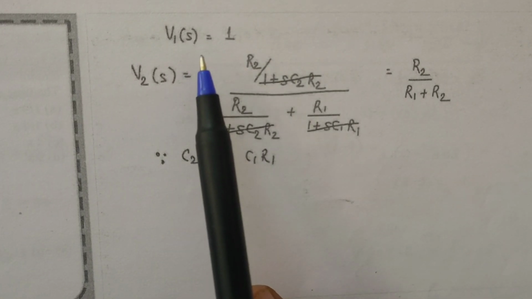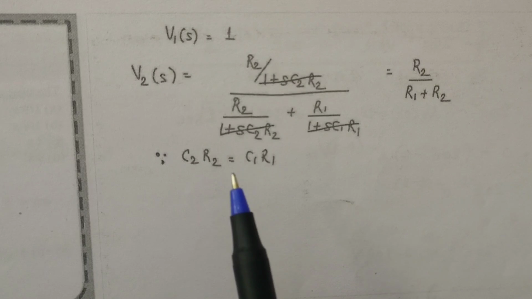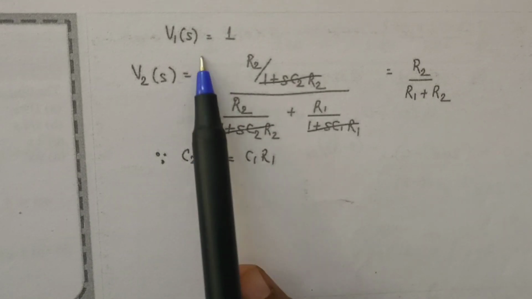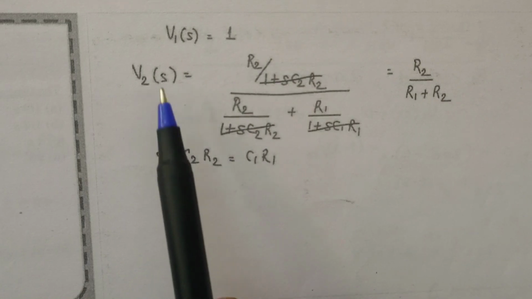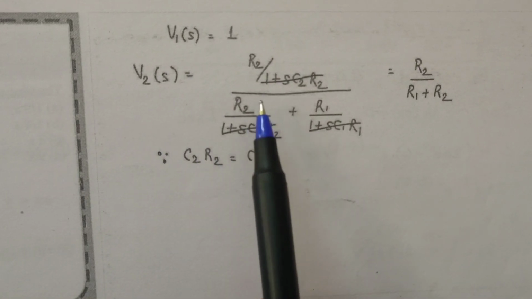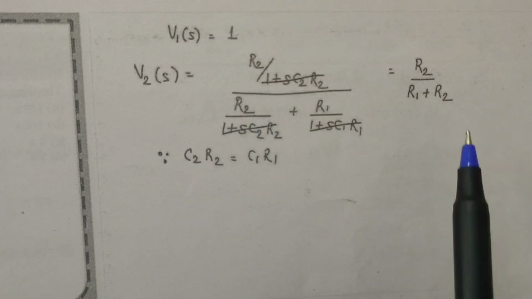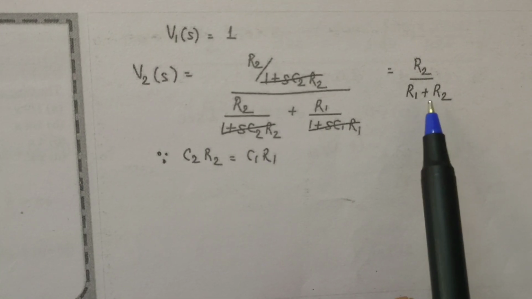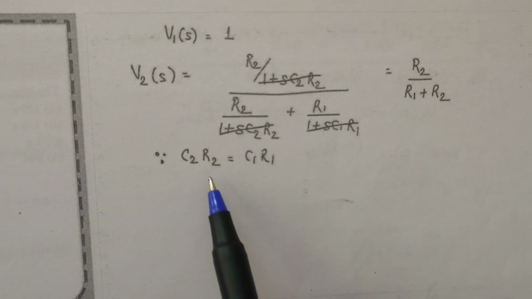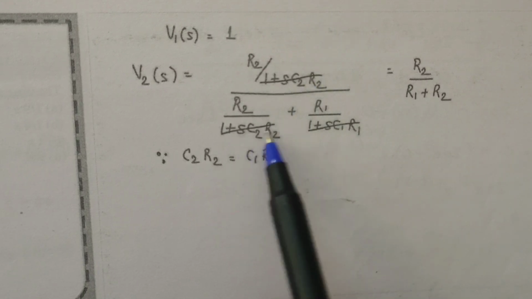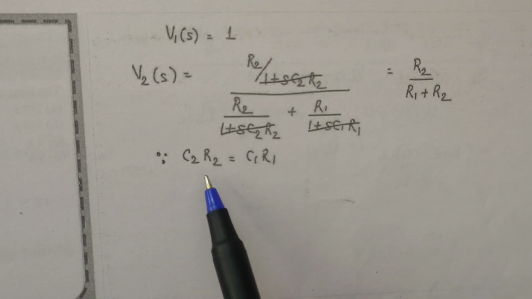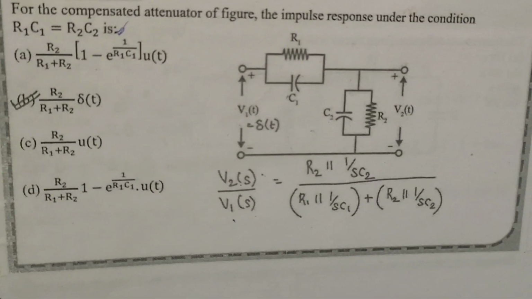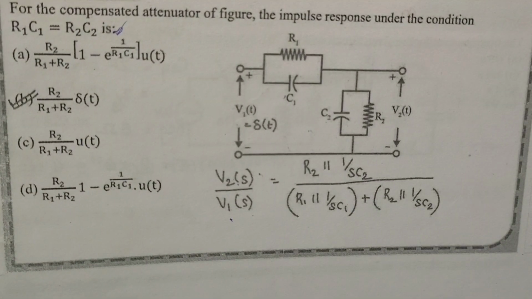V1 of S is equal to 1 because impulse response means the applied voltage is an impulse signal. V2 of S you will get by calculating those values, R2 by R1 plus R2, where C2 in the denominator will get cancelled because C2 R2 is equal to C1 R1. So from this question, option B is the right answer.